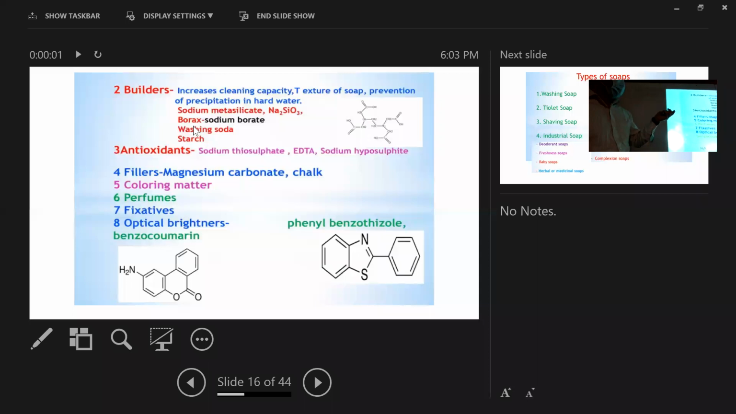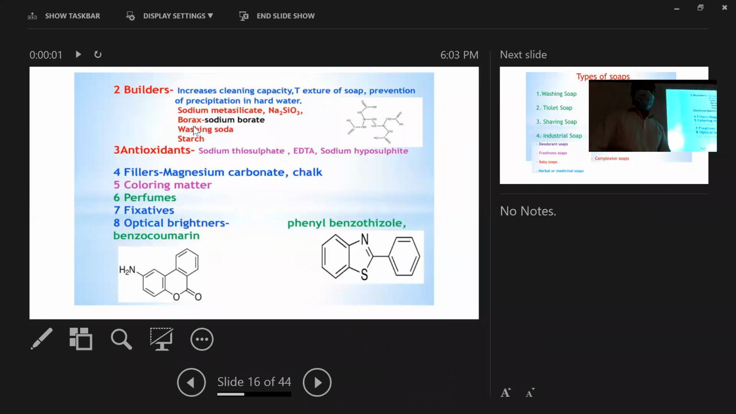So if you add washing soda, borax or sodium borate, these types of ingredients into the soap, in that case it can increase the cleaning property, or some texture, it can change the color or it can change the flavor also.